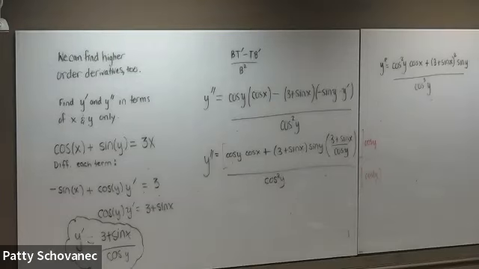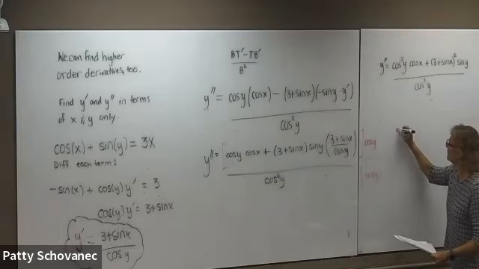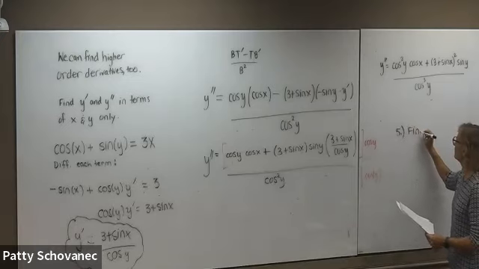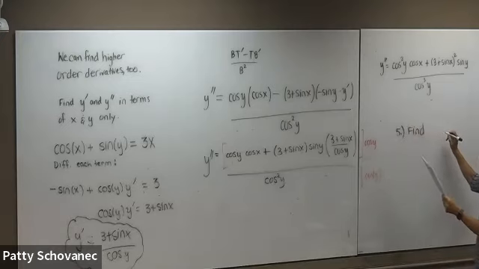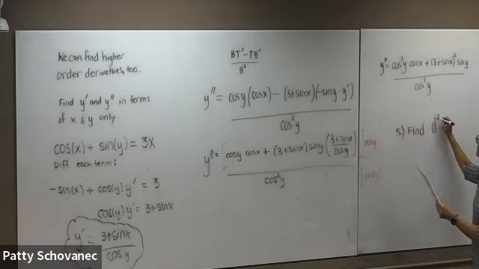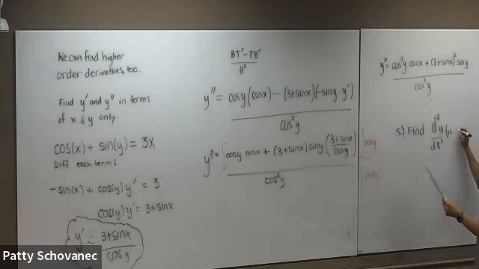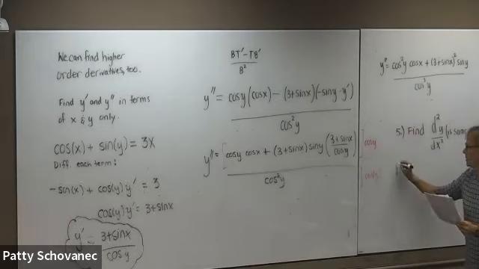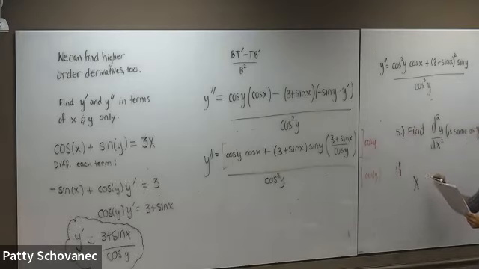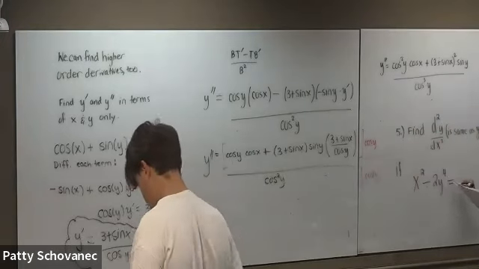All right, you've got one on your sheet. See if you can find the second derivative on problem number 5. Only in terms of x and y. So that's what this notation means, d squared y over dx squared. It's the same as y double prime. And your equation is much prettier. X squared minus 2y to the 4th is equal to 10.